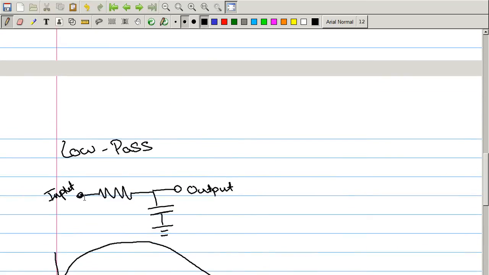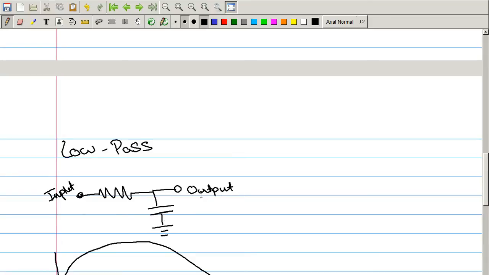So the higher frequency is able to flow into the capacitor and through ground. It won't overflow the capacitor, and therefore it won't move on to the output. It'll just keep flowing into the capacitor, flow, discharge, flow, discharge, never being able to reach the output, because the capacitor will technically have a lower resistance than the output. It's going to flow into here rather than flowing into the output.